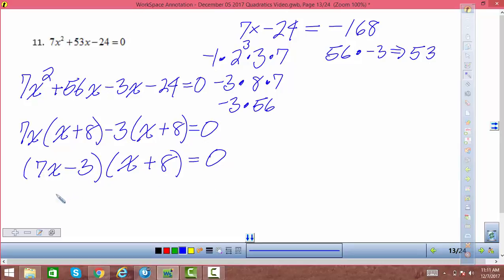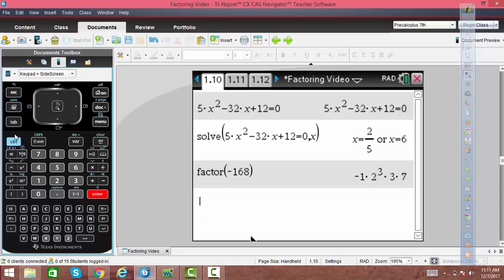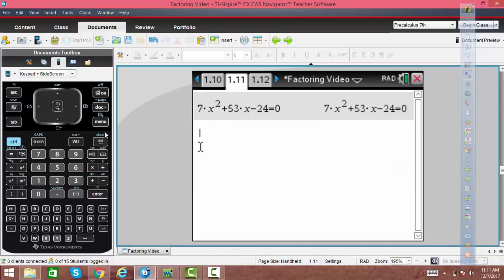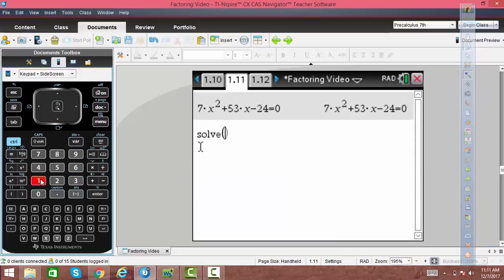Using the zero product principle, 7x equals 3, x equals 3/7, or x equals negative 8. So I'll go check that in the calculator. So there I have the equation. I'm going to go Menu, 3 for algebra, 1 for solve. Click up to grab the equation, enter, comma x to tell the calculator what to solve for, and we get x equals negative 8, or x equals 3/7.